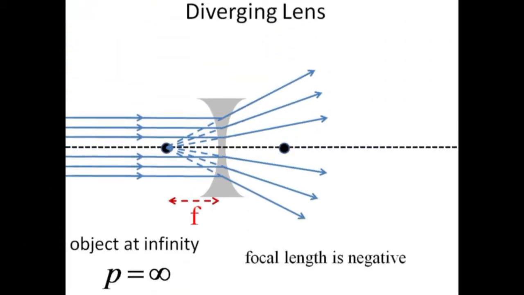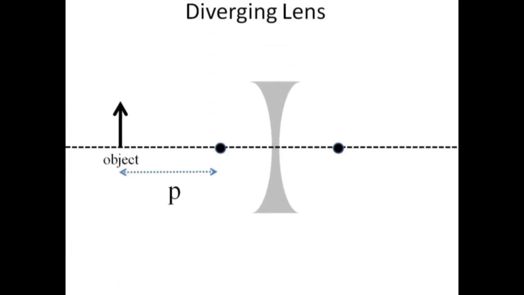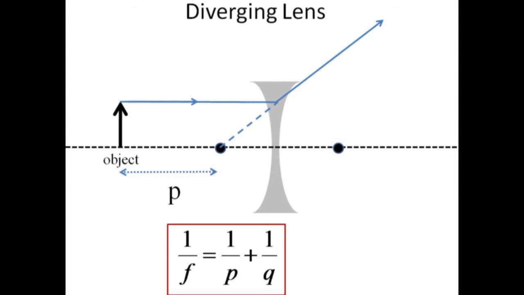A diverging lens, with its negative focal length, causes parallel rays from a distant object to diverge as if they originated at the focal point. A real object, shown to the left of the diverging lens, will form a virtual image also on the left side of the lens. The ray emerging from the tip of the object parallel to the optical axis diverges as though it came from the focal point on the left.